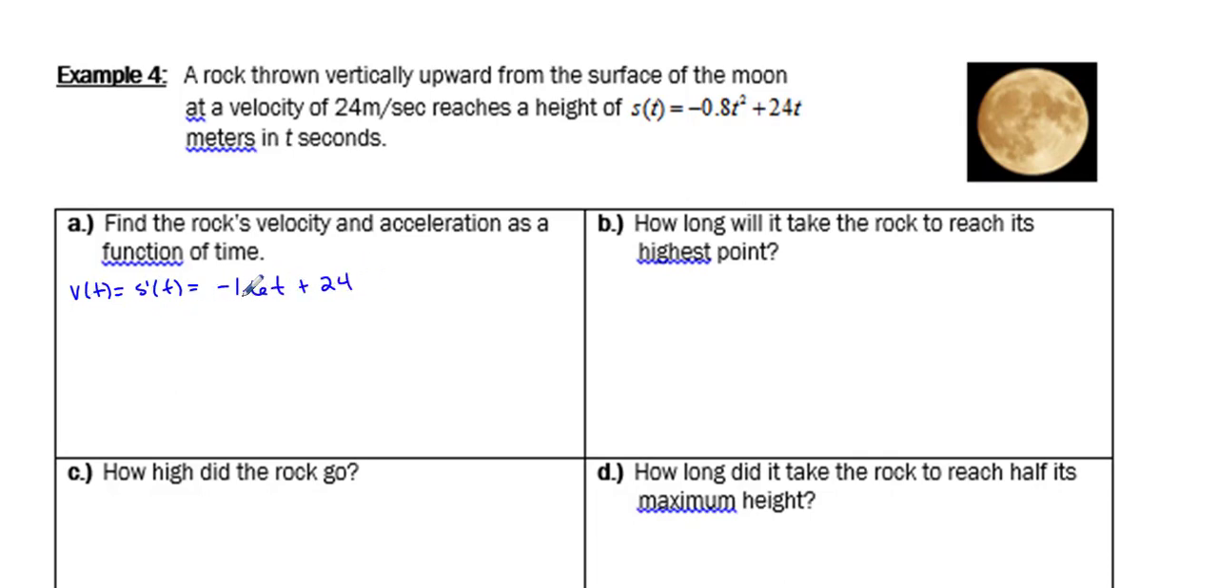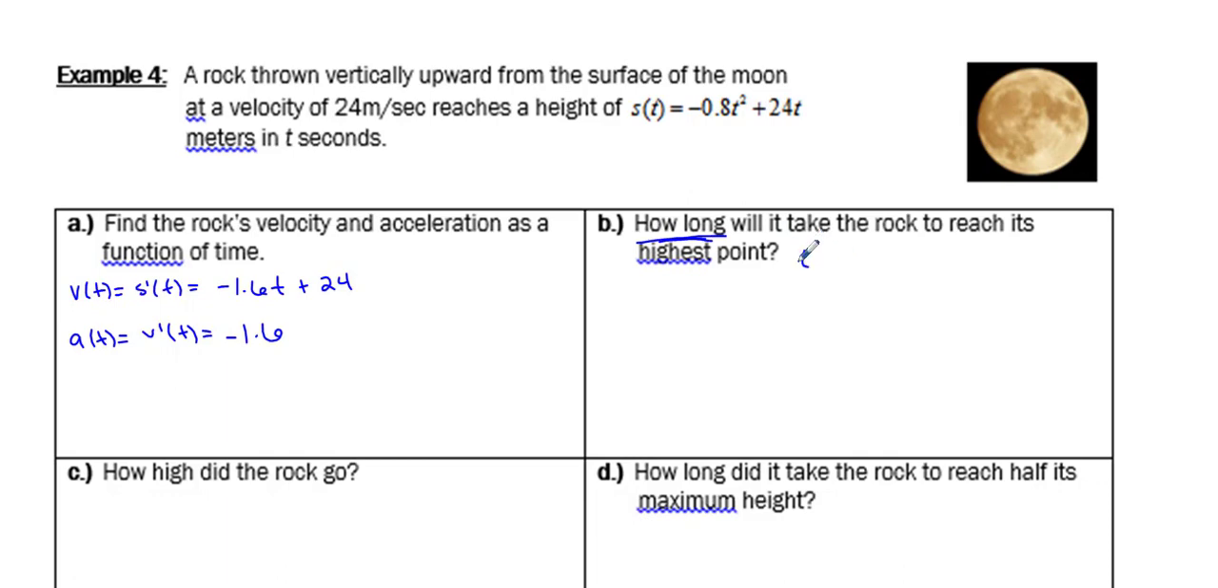And what would the units be on velocity? Not feet, meters per second. Yep. Okay, acceleration, a of t equals v prime t equals, would that be negative 1.6? Okay, just like we thought. And that would be what, meters per second squared. All right. How long will it take the rock to reach its highest point?